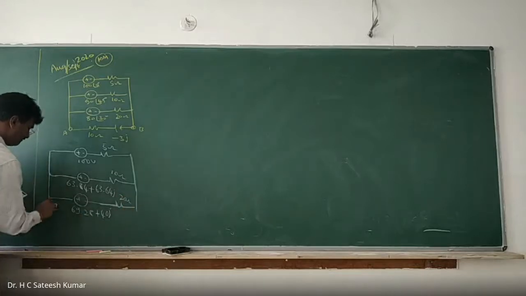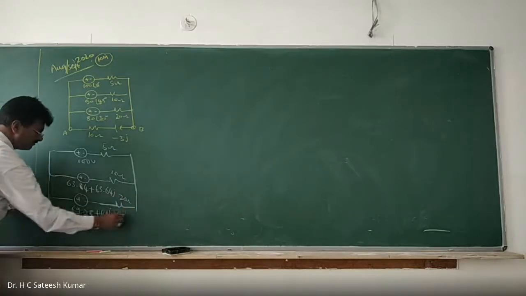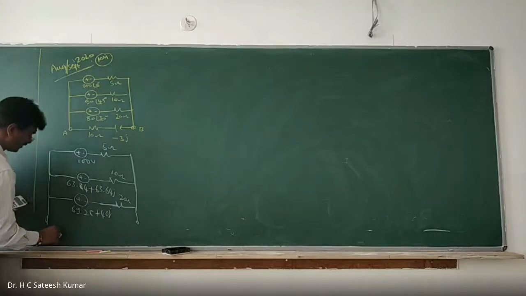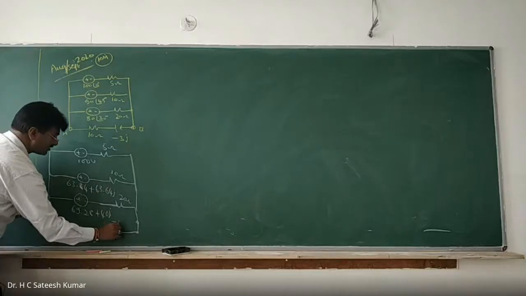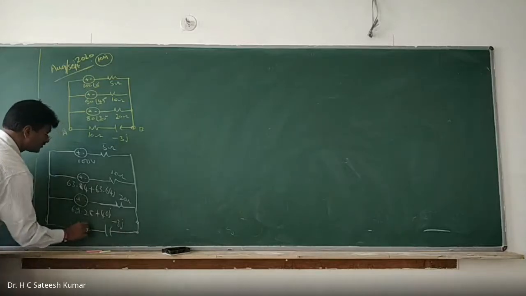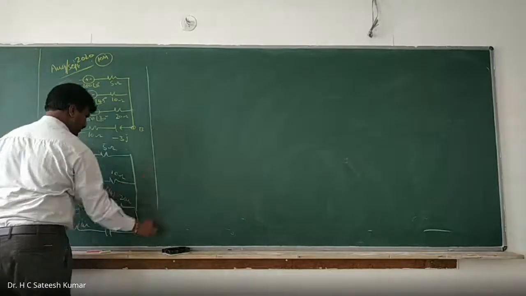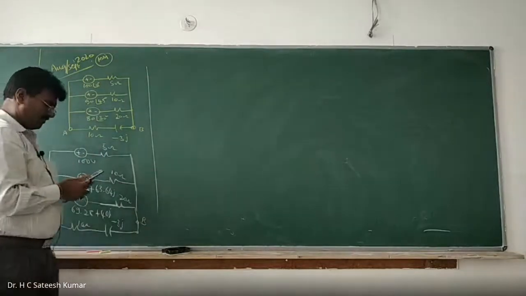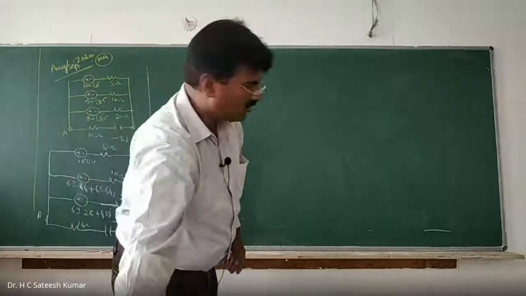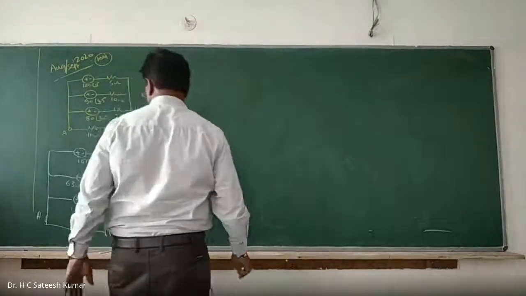And this A and B, a resistance. This is your load, of course. This load is minus 3J, 10 ohms. B, this is A. Okay, right. Now we got all the values.